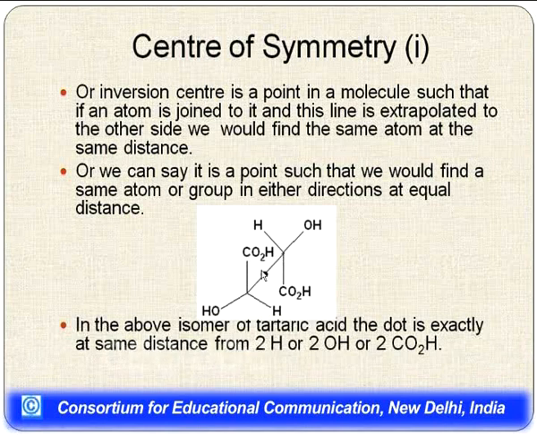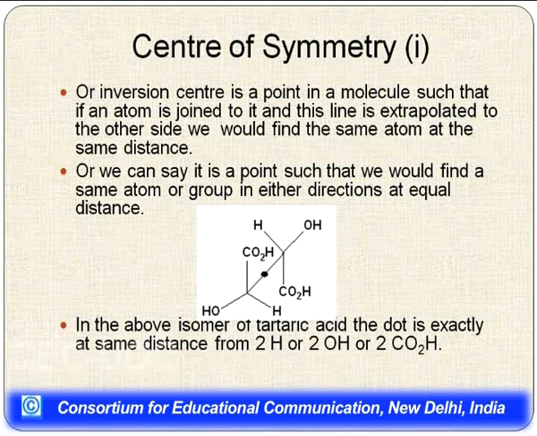If from this point I move in this direction, I find the carbon of the carboxylic acid group, and if I extrapolate in the other direction, I again find the carbon of the carboxylic acid group. Same with the hydrogens: at the exact same distance from this point to this hydrogen, I find the other hydrogen in the other direction. That is why I have written another line to explain it better: it is a point such that we would find the same atom or group in either direction at equal distance.